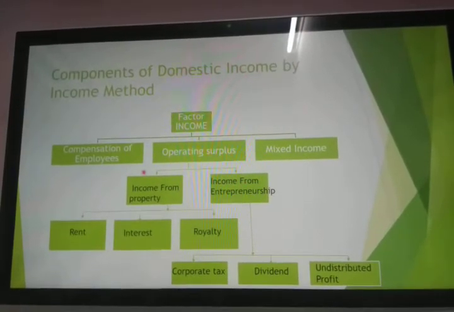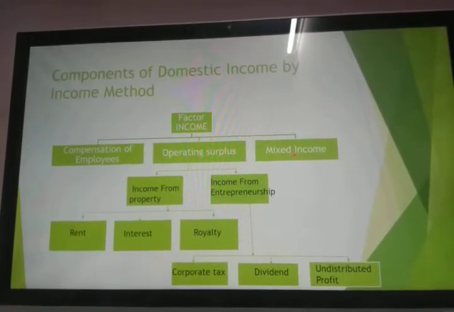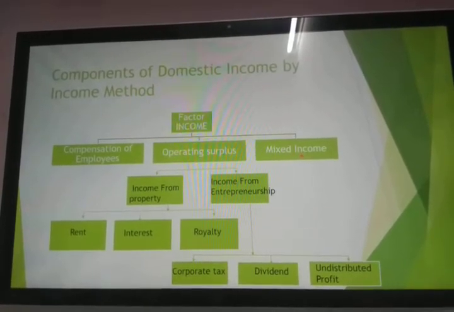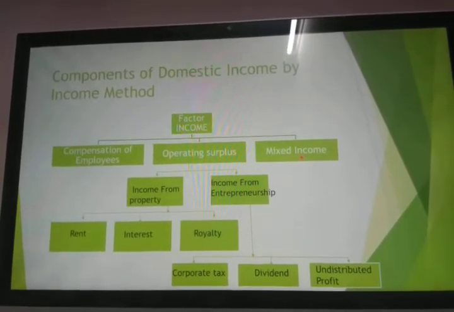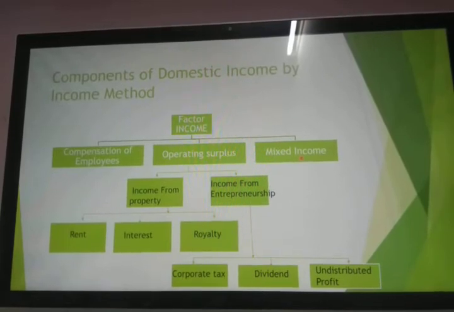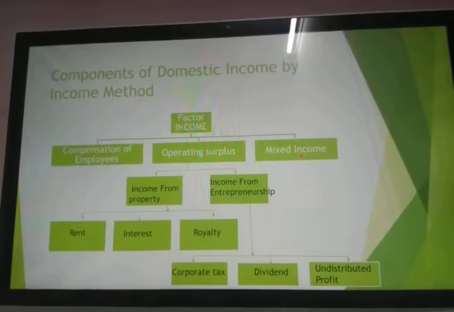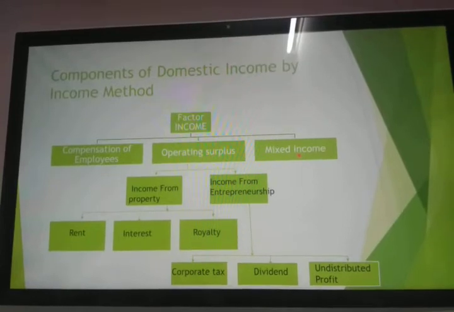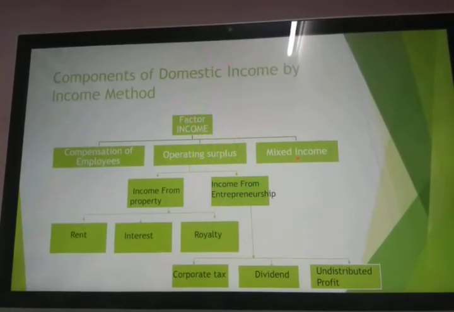The third one is mixed income. Mixed income is that part of factor income which cannot be separately known as compensation of employees or operating surplus. Or you can say it is the part of income earned by a person jointly by rendering all its factors of production on its own, and it is difficult to differentiate among the other factor incomes. So we categorize them under one head, that is mixed income.